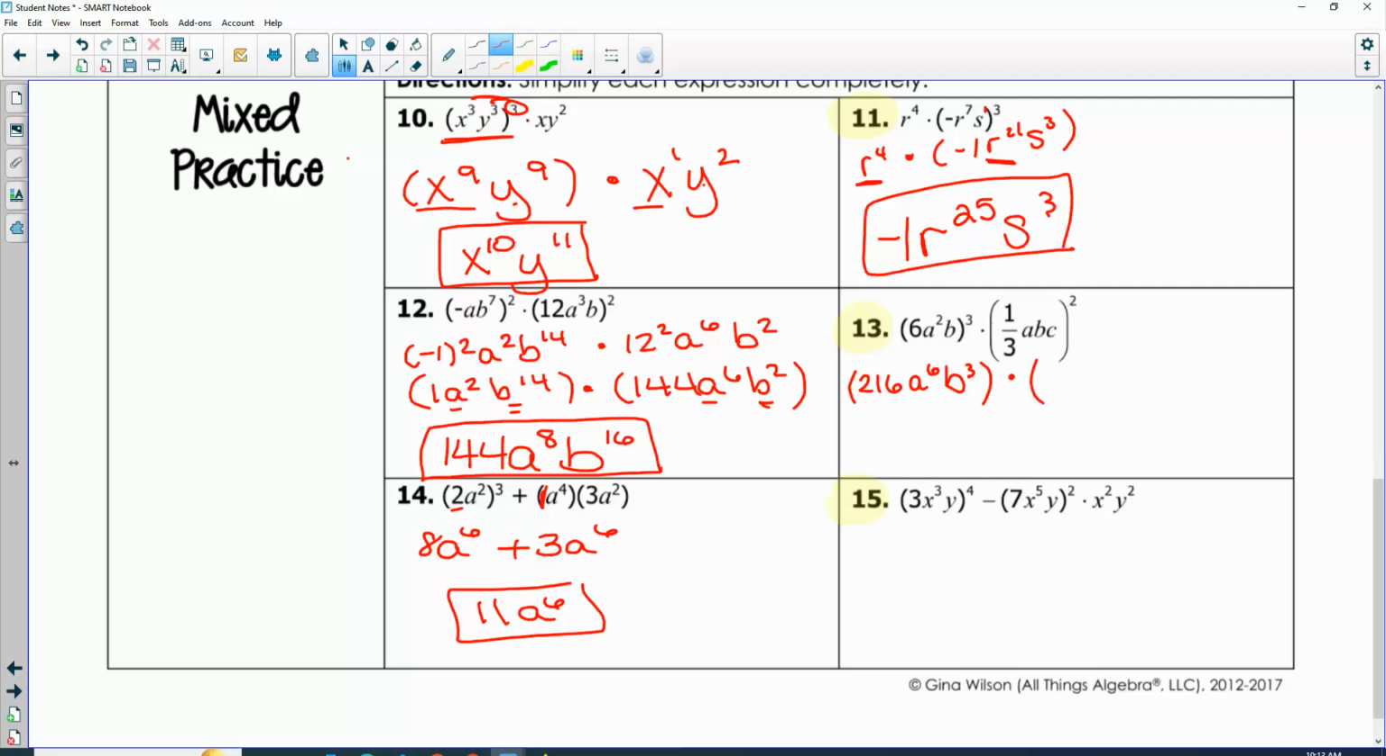third. Okay, 1/3 squared. So you can do it on your calculator. 1/3 times 1/3 is 1/9. A squared, B squared, C squared. So now we multiply. What is 216 times 1/9? Okay, I have 6 A's and 2 A's, so that gives me 8 A's. I have 3 B's and 2 B's, so that's 5 B's, and then I have my 2 C's.